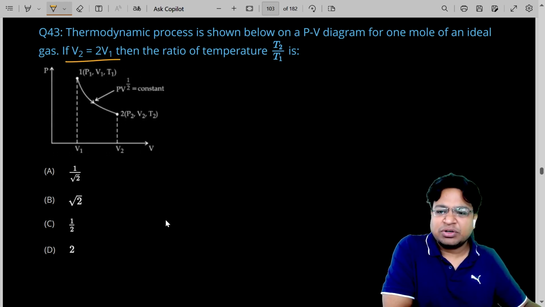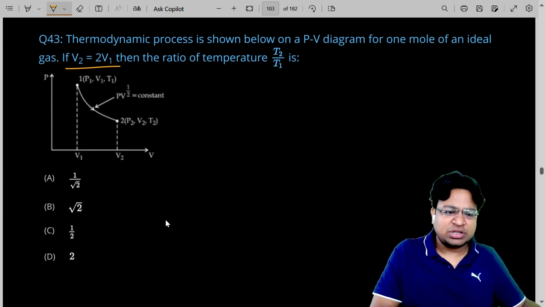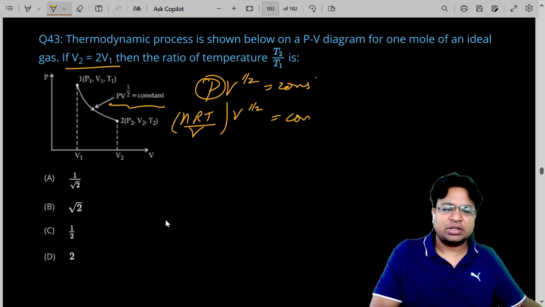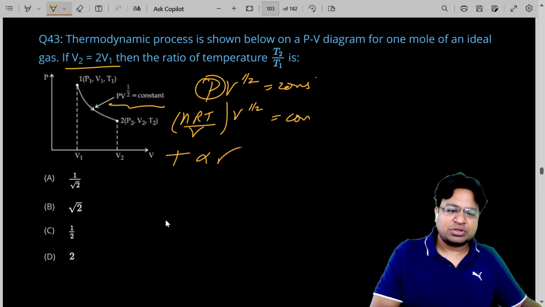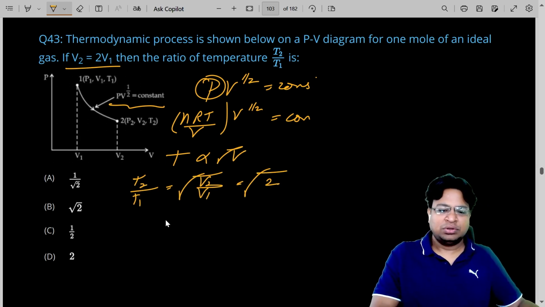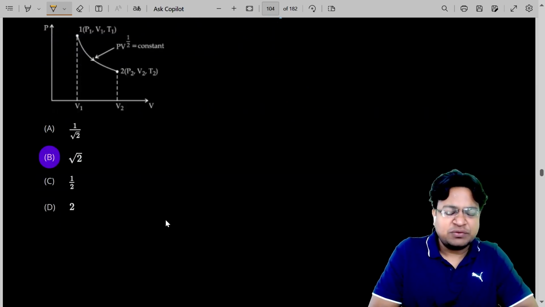Guys, it's a very simple question because the equation is given in the graph. It says PV raised to power half equals constant. Now, keep this in mind. P can be written as nRT by V. So nRT by V into V raised to power half equals constant. In other words, T is proportional to root V, or in other words, T2 by T1 would be the same as root of V2 by V1, which is root of 2. Okay, that's it. We got the answer. So option B would be the right answer. So a very simple question, I would say.